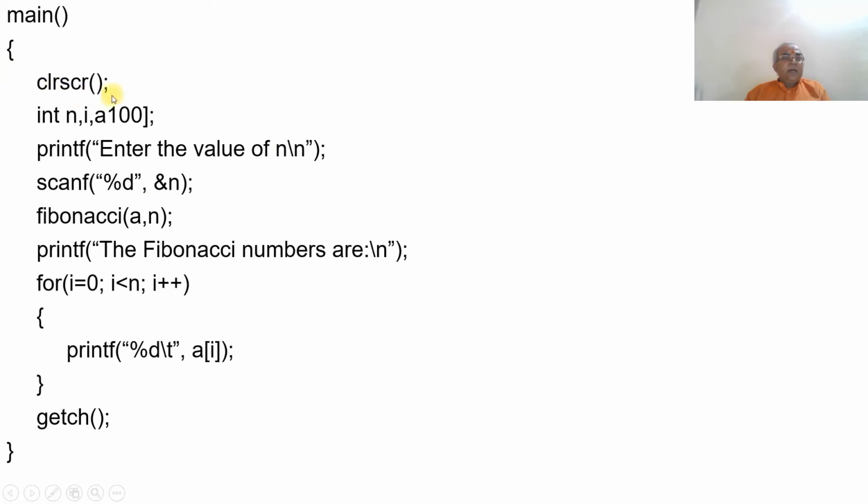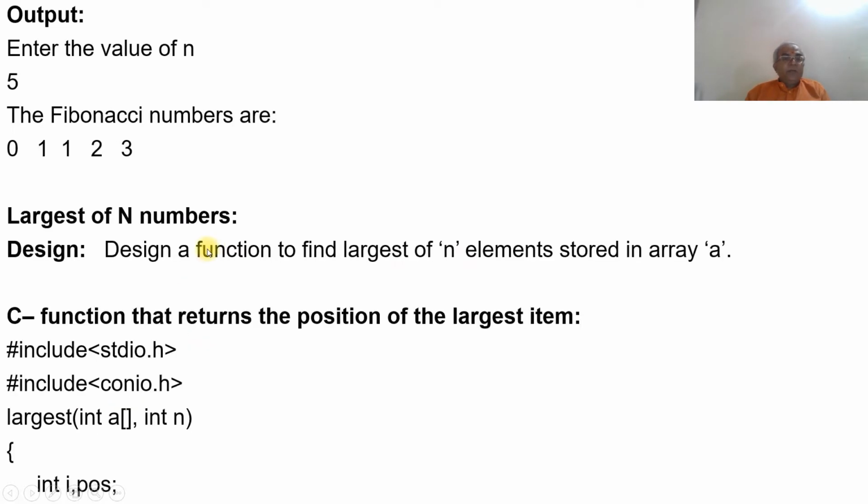In main, clrscr, int n, i, a[100]. Here of course we could take a[10]. Then printf enter the value of n and scanf to read that element, and call the Fibonacci function with a comma n. Printf the Fibonacci numbers are, for i is equal to 0, i is less than n, i plus plus, printf percentage d backslash t and a[i], and the getch function.